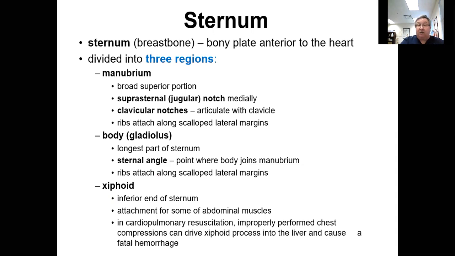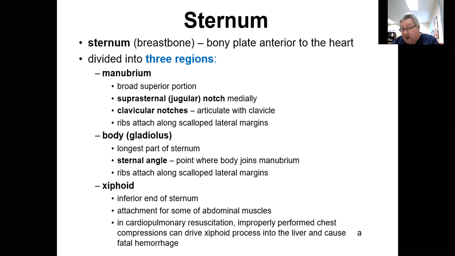Between the body and the manubrium, there is an actual line, and that line is known as the sternal angle. That's where the body joins the manubrium. I need you to know what the sternal angle is. The body is the longest part of the sternum, and it's on the body where many of the ribs are attached. And at the bottom is the xiphoid process. That's the inferior end of the sternum, and many muscles also attach there. So let's talk about the xiphoid process first.